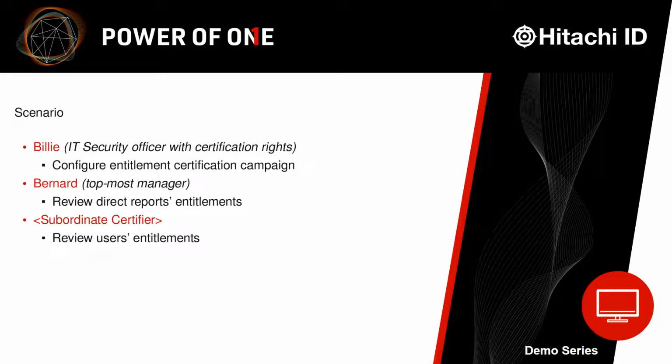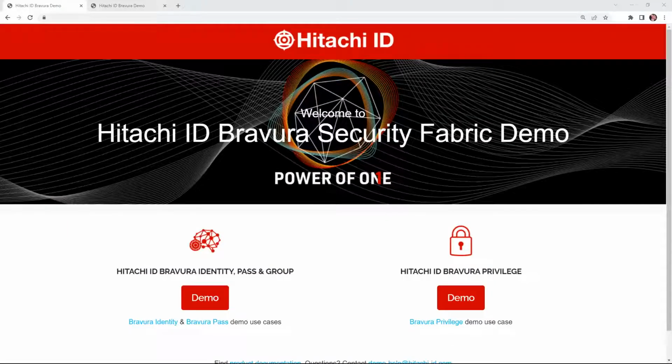In this scenario, Billy will configure an entitlement certification campaign for a fellow director, Bernard, and all of his direct reports. Entitlements for all users under Bernard will be reviewed and certified by their own managers. I'll be using a Hitachi ID demo environment with Bravura Identity to demonstrate how Billy can initiate an entitlement certification campaign and then Bernard can perform his portion of the review. I'll begin by logging into Bravura Identity as Billy.